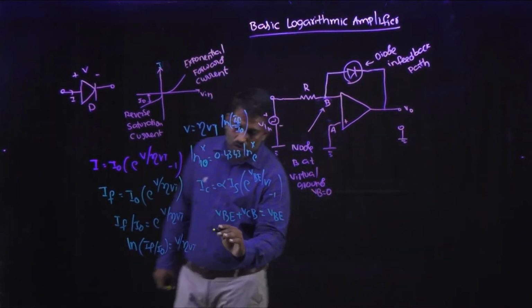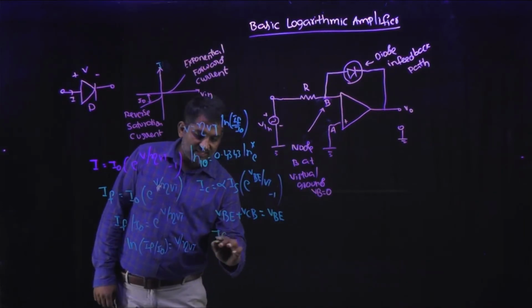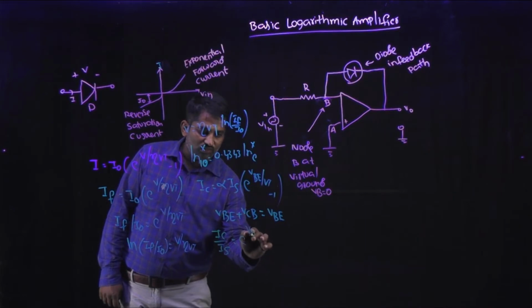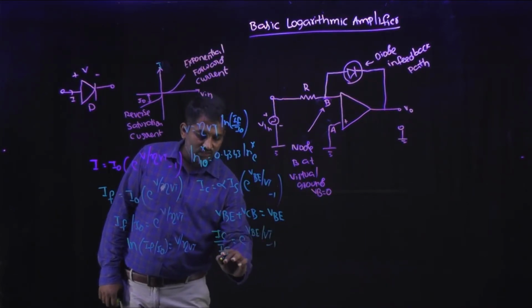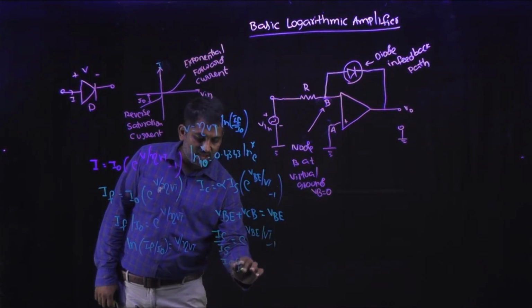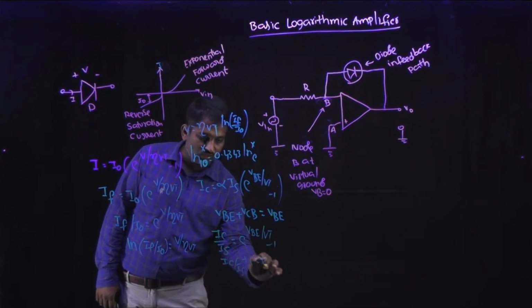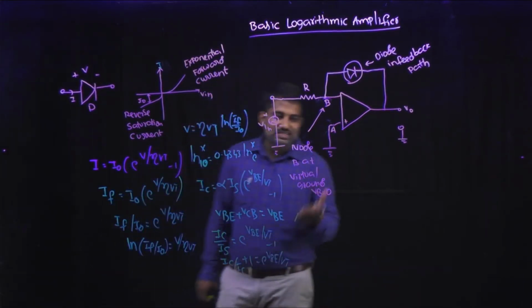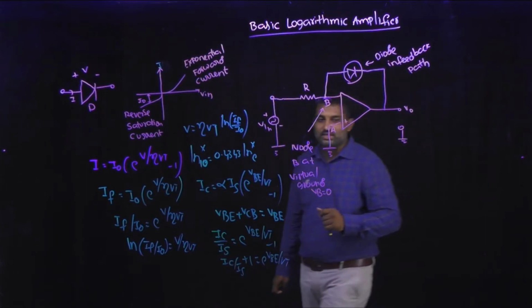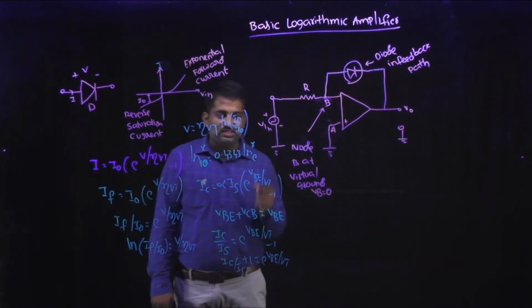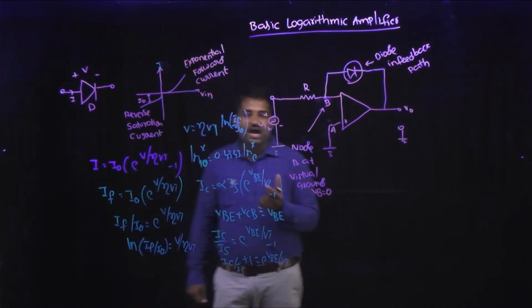Okay, now we can represent IC divided by IS as equal to e power VBE divided by VT minus 1, and here IC divided by IS plus 1 will be equal to e power VBE divided by VT, where the saturation current is a very small value. So IC by IS plus 1 will be taken as IC by IS.